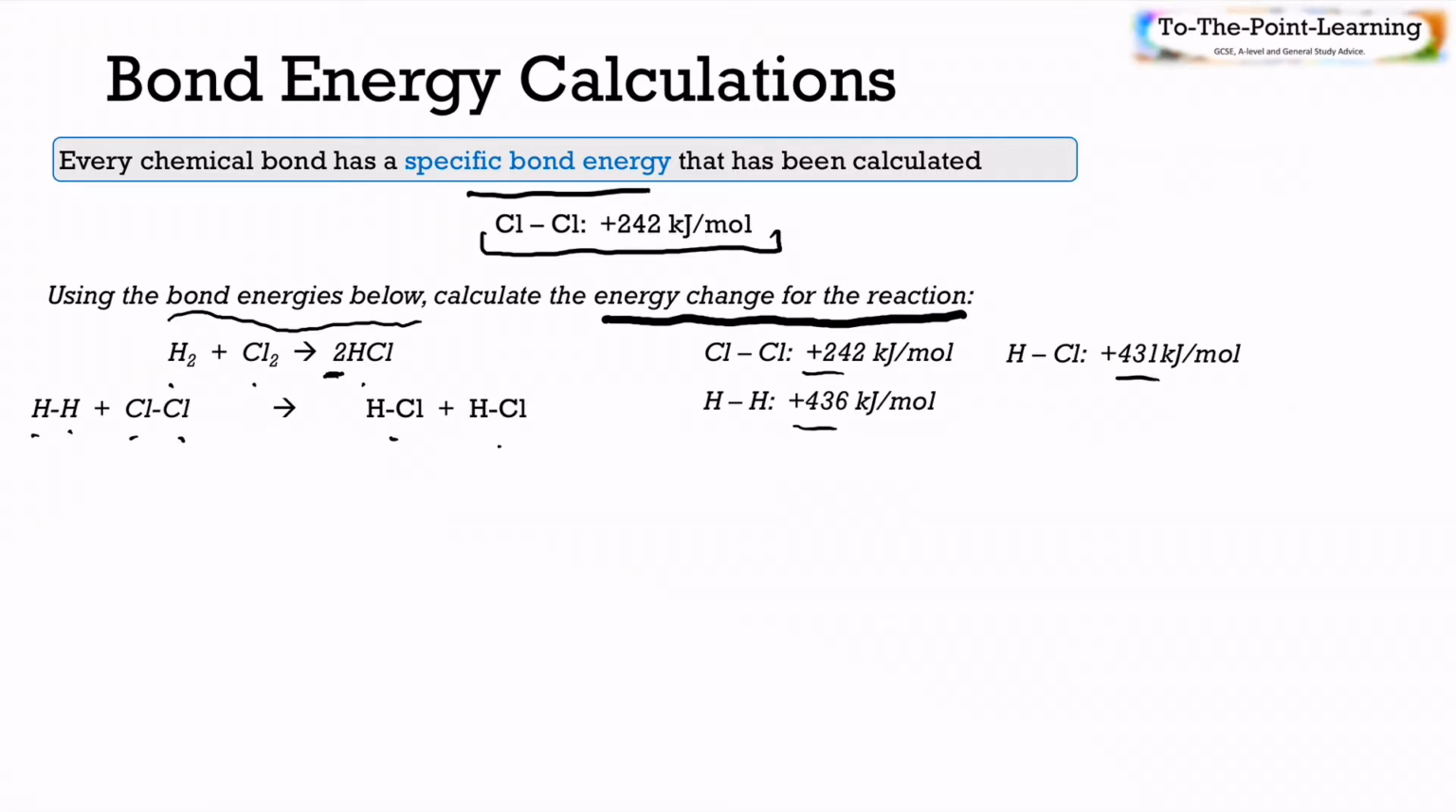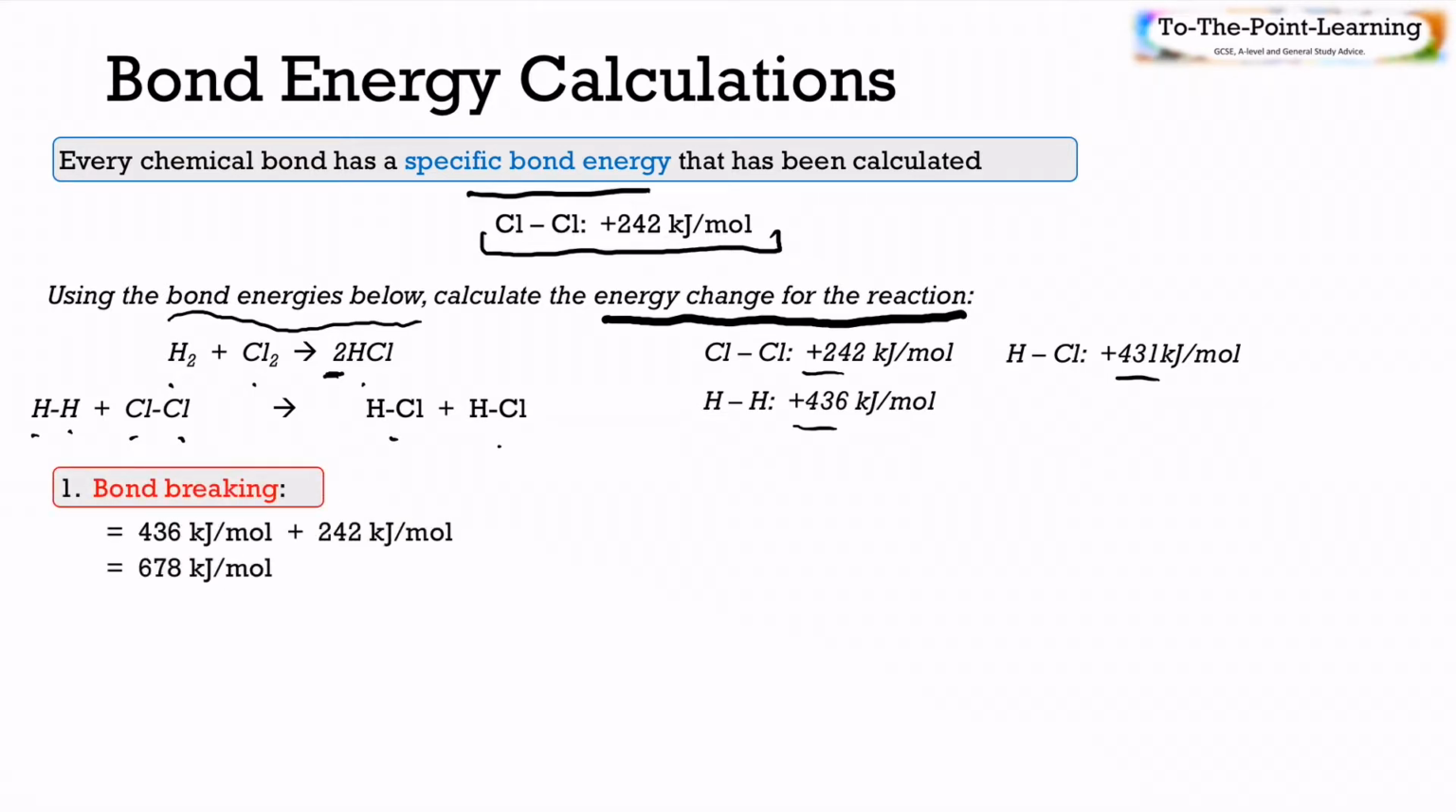So in order for this chemical reaction to work, the first bit we need to work out is the energy required for bond breaking. The bonds that are broken initially are here. We have one hydrogen bond being broken, because there's one bond between the two atoms in a hydrogen molecule, and the same for the chlorine. So we've just taken the bond energy for hydrogen and added that to the bond energy of chlorine. So we get an overall bond breaking energy requirement of 678 kilojoules per mole.